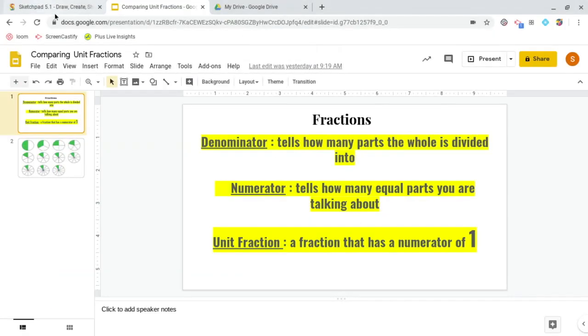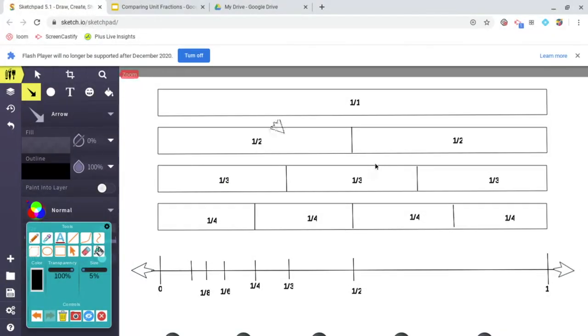So let's take a look at what we looked at last time in the other fractions video on unit fractions. I kind of showed you how each unit gets smaller and smaller as the denominator, or the number on the bottom, gets larger. It means you're getting one smaller section or unit.